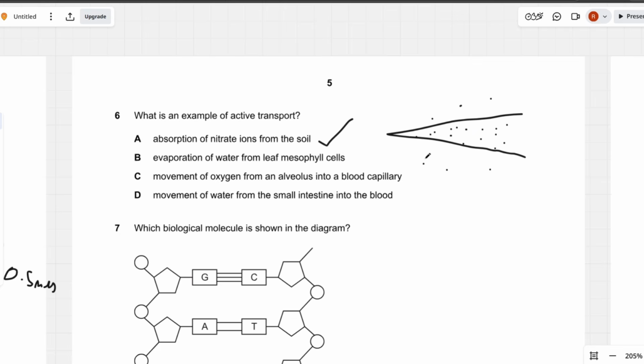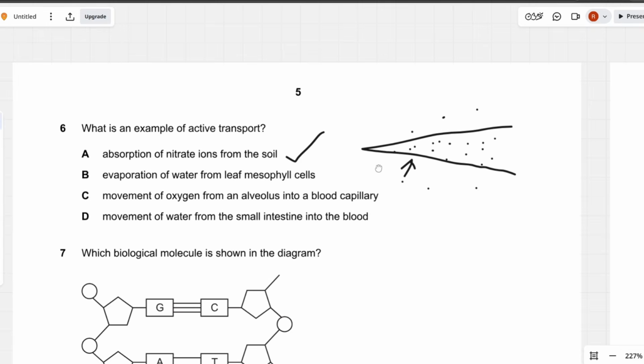So the nitrate ions have to move against the concentration gradient through protein carriers using energy from respiration in the process of active transport. Evaporation of water from leaf mesophyll cells, that is not correct. That is an example of diffusion, as the water vapor diffuses out of the stomata into the surrounding atmosphere. Movement of oxygen from an alveolus into a blood capillary, that is also an example of diffusion. Movement of water from the small intestine into the blood, that is an example of osmosis, so the only correct answer is A.